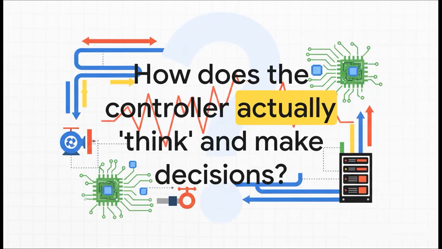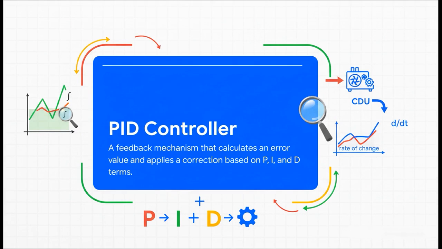Right, so you might be wondering, what kind of algorithm is actually running inside that controller? How does it know how much to adjust a pump or a valve? If it reacts too aggressively, it could overshoot its target, cause all sorts of instability. But if it's too slow, the IT equipment could overheat. It's a real balancing act. Well, the answer in most of these industrial systems is this brilliant algorithm called a PID controller.